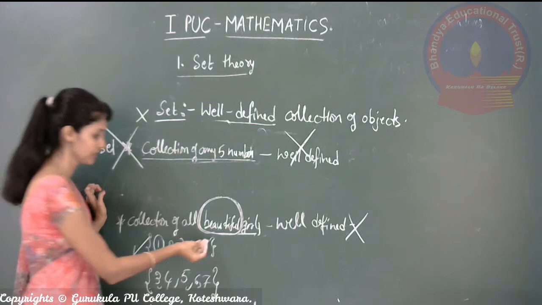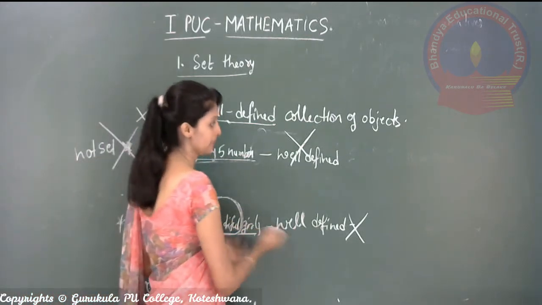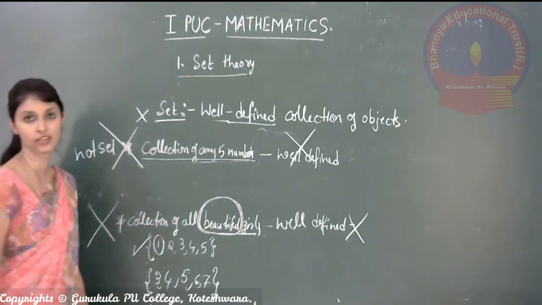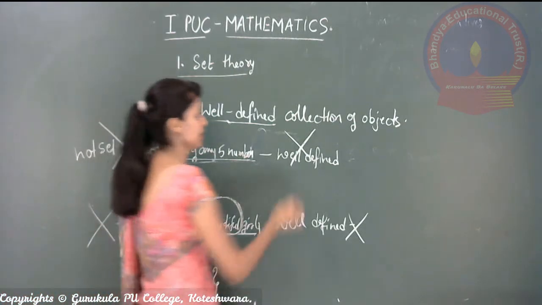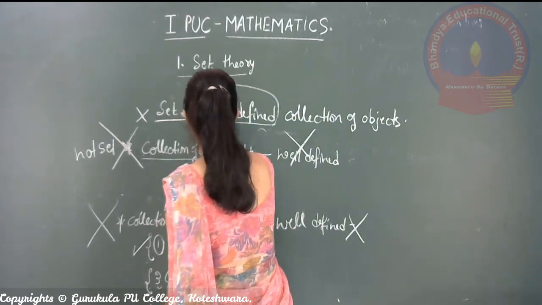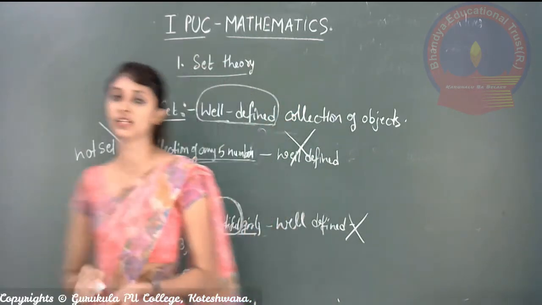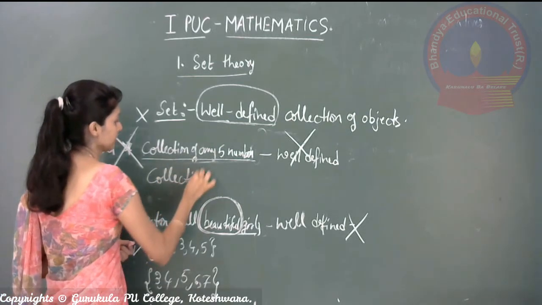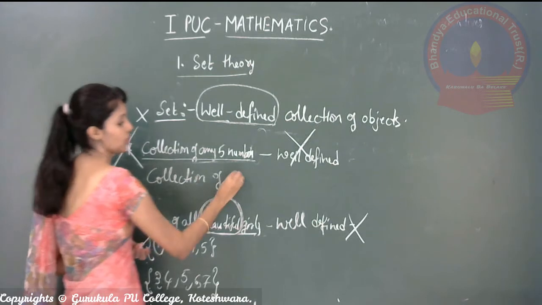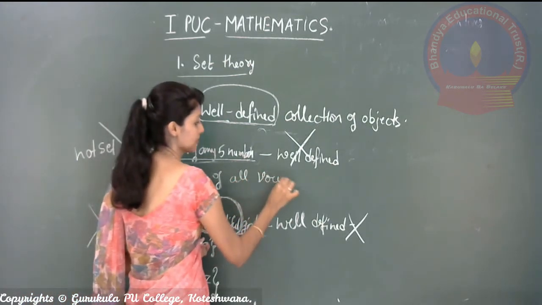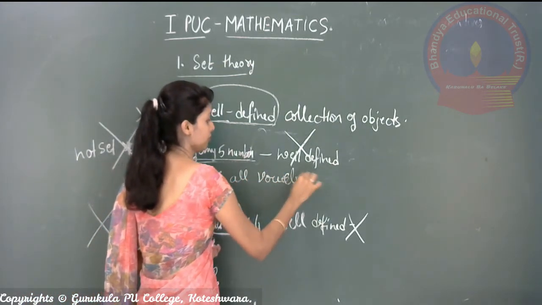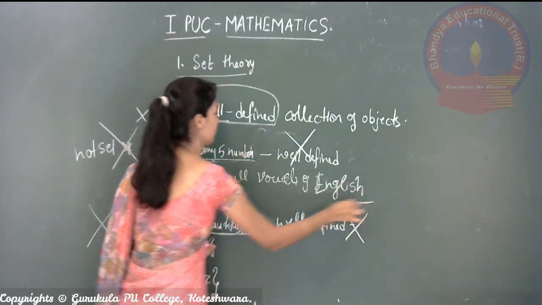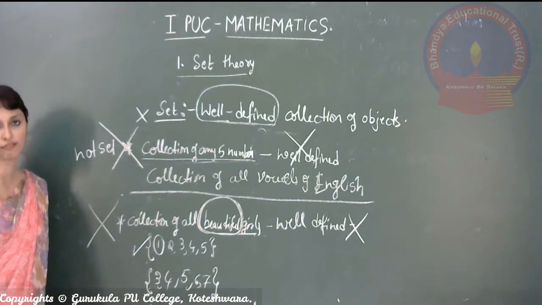So this collection is not well defined, and I can say that this is not a set again. So a set is one where the collection should be well defined. Say for example, now what can I give? Collection of all vowels of the English alphabet.